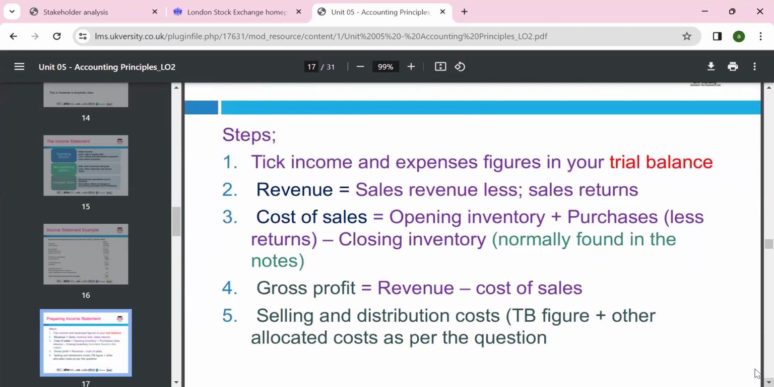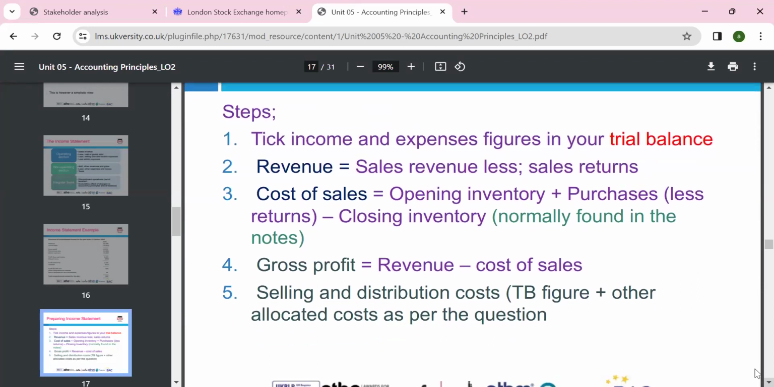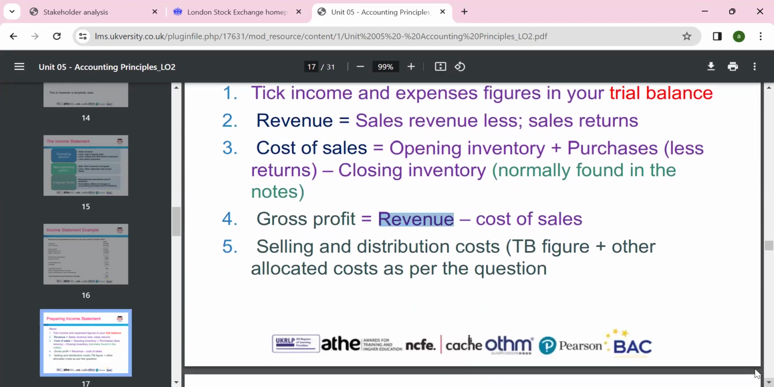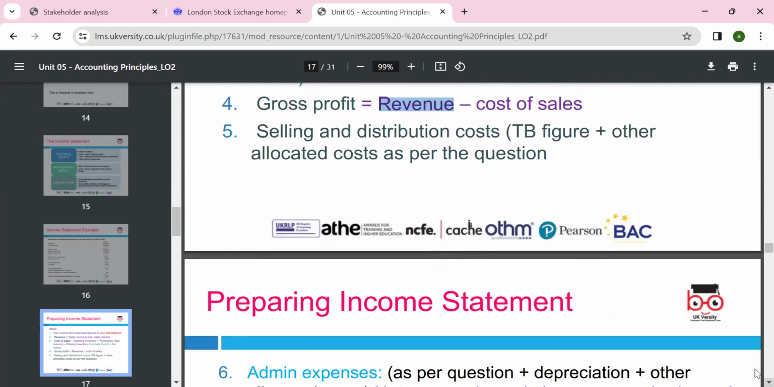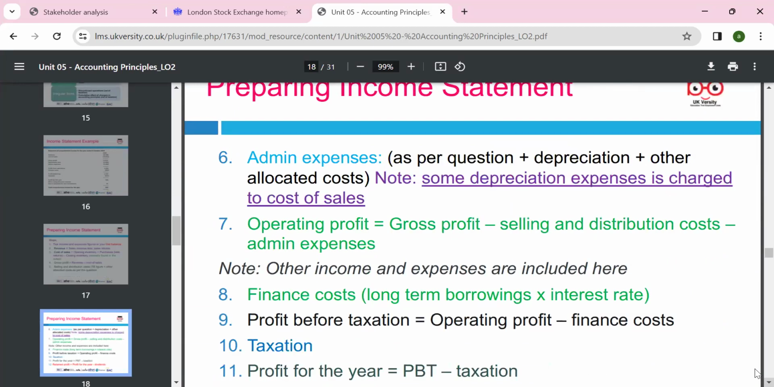Take income and expense figures from the trial balance. Look at the sales less returns, and opening inventory plus purchases less closing inventory. These are the formulas we use: opening inventory plus purchases minus closing inventory, and we can find how much the cost is. Gross profit means sales revenue minus cost of sales. All the bookkeeping goes into the trial balance, and then we can follow these, so we can look at admin expenses, the depreciation per the question, and other allocated expenses.